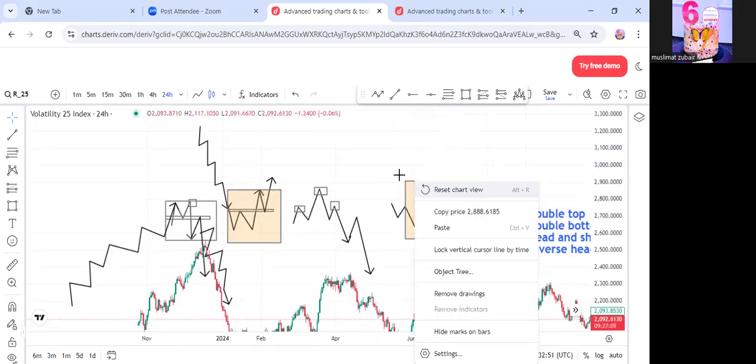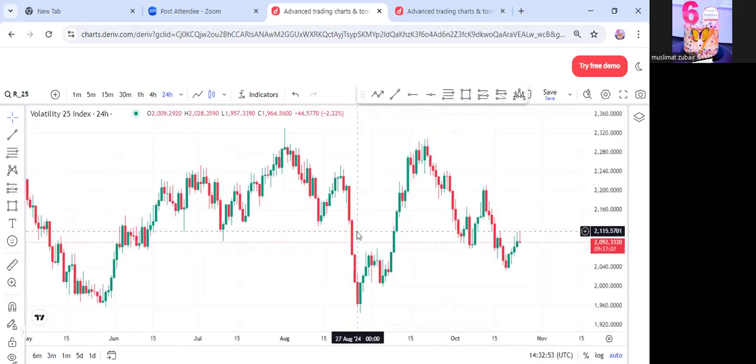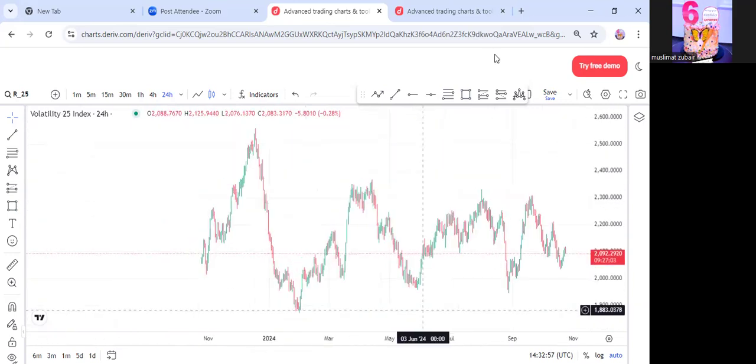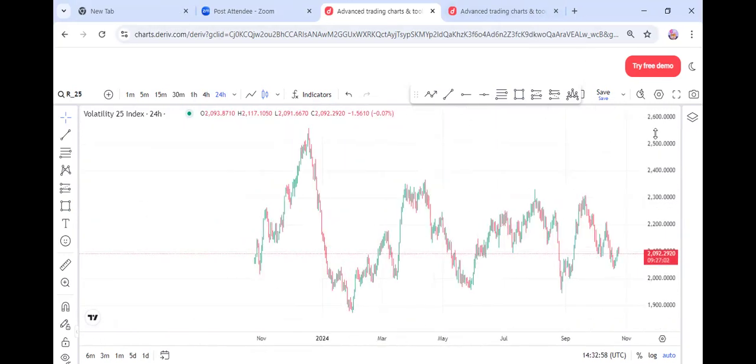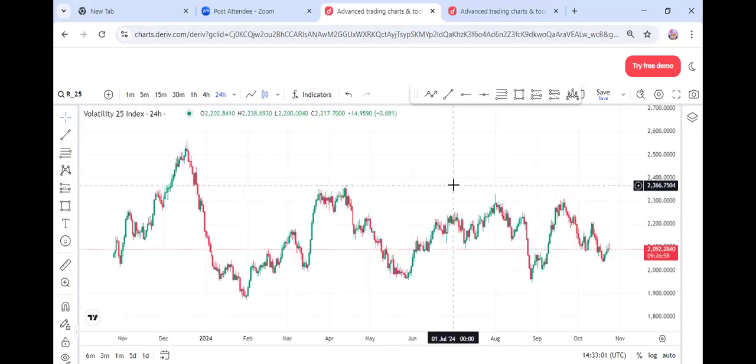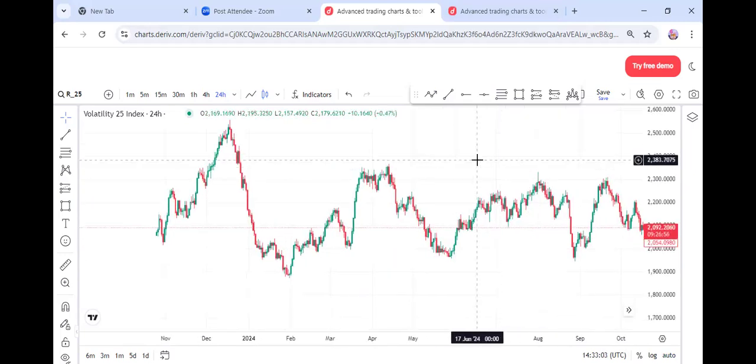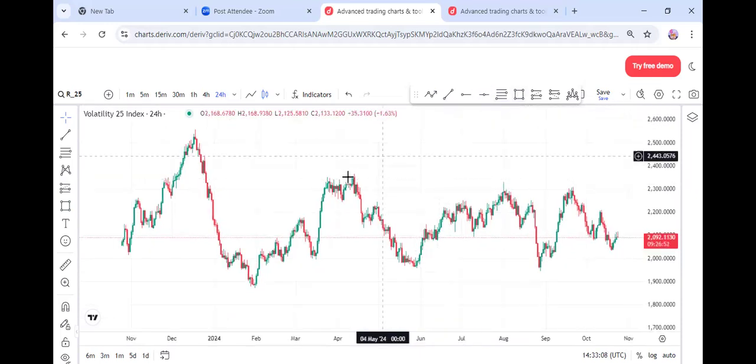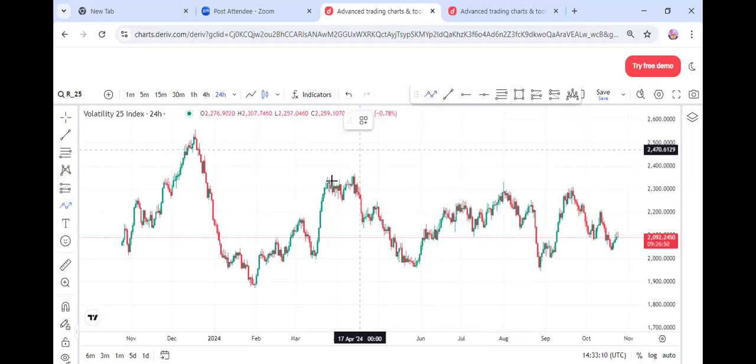So let me delete all this so it is not too cluttered. Looking at this 24 hours, what can I see here? I'm already seeing a lot of chart patterns. Look at this double top here, right here. We're having a double top here. Look at it. A double top, and the market breaks it.